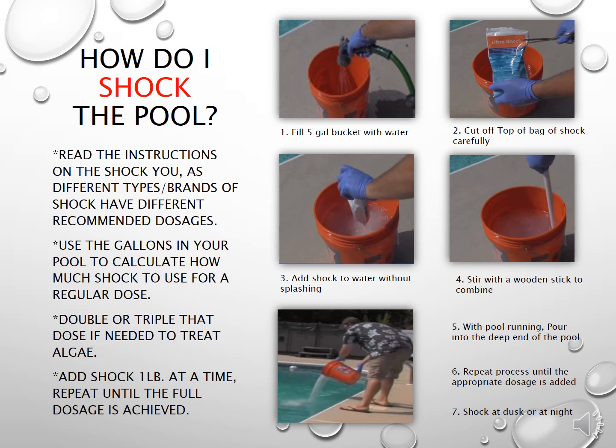The steps to add shock to the pool are: fill a 5-gallon bucket with water, cut off the top of the bag of shock carefully, being careful not to spill it on your clothes or on the deck, add the shock to the water without splashing, never add water to shock. Stir it with a wooden stick to combine, and then, with the pool running, pour the shock into the deep end of the pool. Repeat the process until the appropriate dosage is added, and then always shock at dusk or at night.